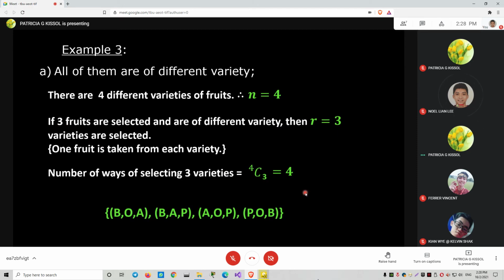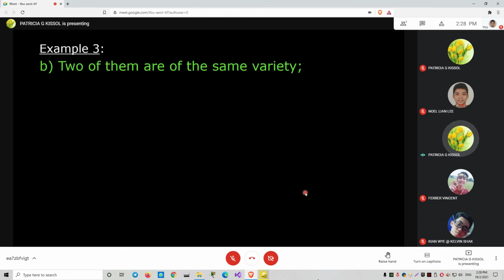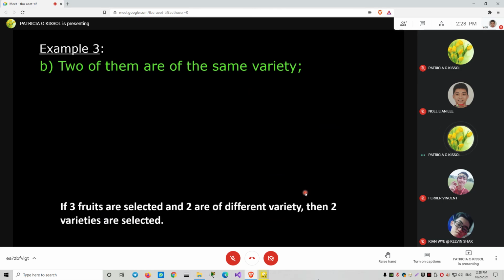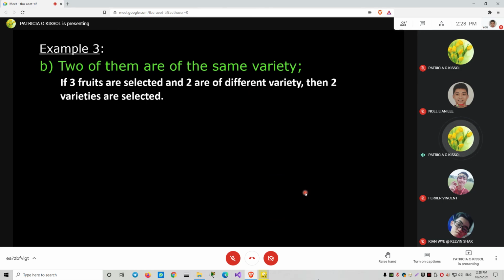Now the second one, B, two of them are of the same variety. That means when we want to select the three fruits, two of them must be the same, like banana, banana, orange. At least two of them are the same. So we want to select three fruits and two of the same variety. Because two are the same, the other one is not.